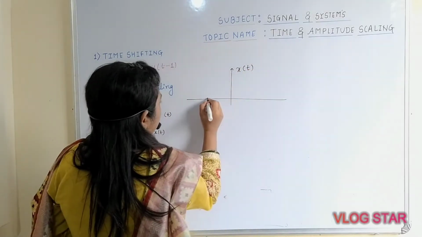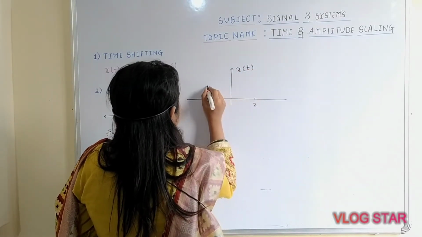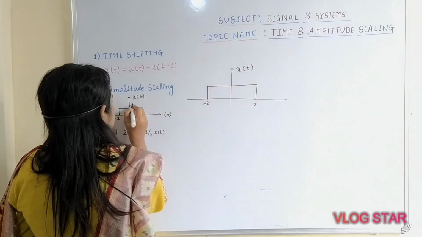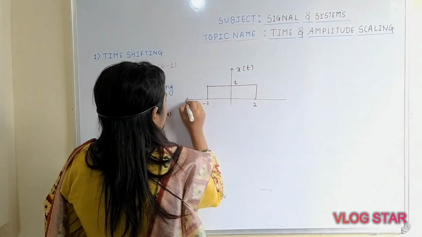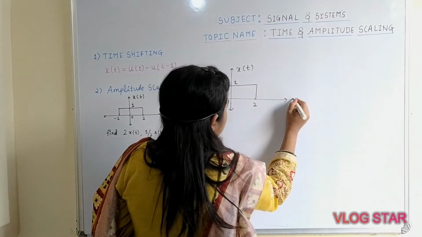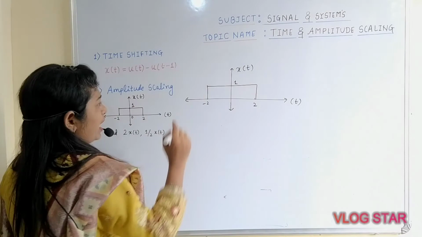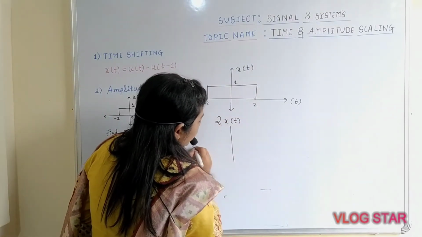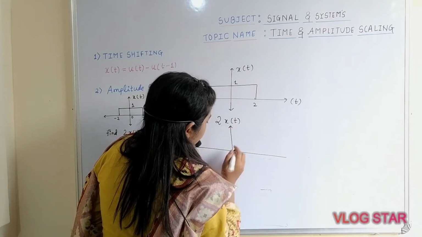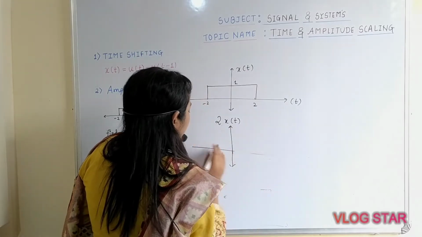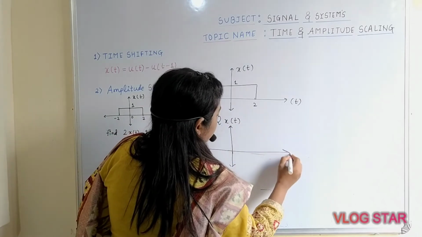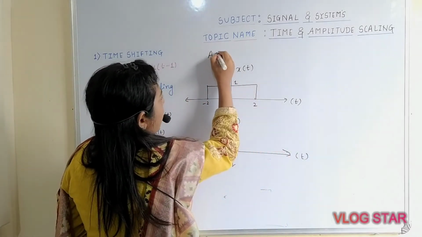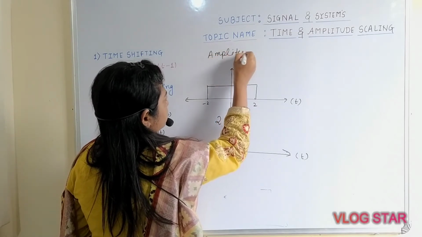This is the given signal. What is the amplitude given? The amplitude for this signal, let's consider, is 1. And with the help of the given signal, you have to calculate 2 into x of t. What you need to calculate? 2 into x of t. This is amplitude scaling.